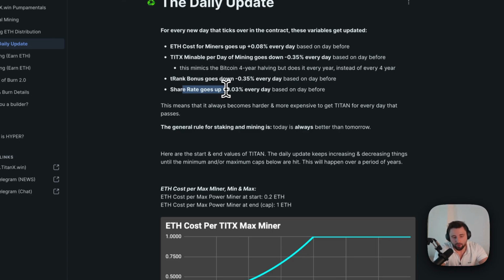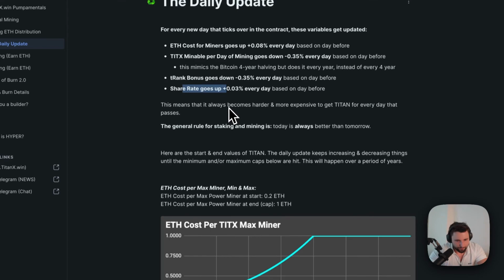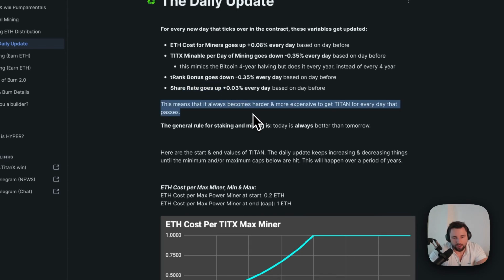This is very, very important for the Howey test and stuff, because this is a completely decentralized crypto. There's no ICO, there's no sacrifice, there's no pre-sale, there's no nothing. This is code launched on the blockchain completely fairly, openly, and decentralized, and there's no central company, there's no central authority, there's no central individual controlling anything. So this is completely decentralized, run by the users, owned by the community, immutable code on the blockchain, secured by consensus. This means that it will always become harder and more expensive to get Titan for every day that passes. The general rule for staking and mining is today is always better than tomorrow.